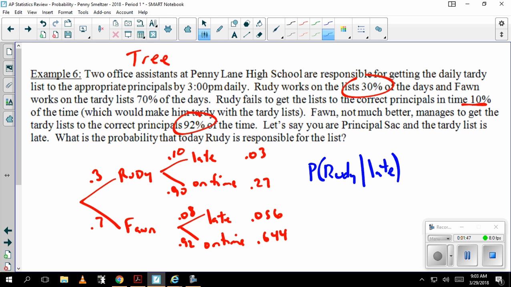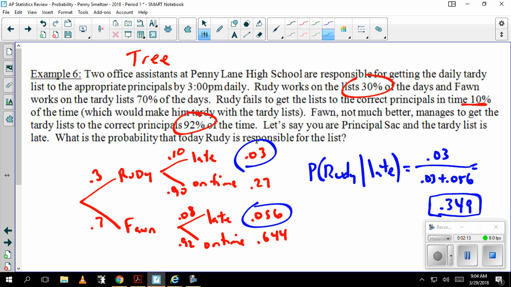Now, which ones are late? Those two. So those two go on the bottom of this fraction. And of those two, which ones did Rudy do? He did the 0.03 on the top. So then you can stick that in your calculator and it gives you 0.349.